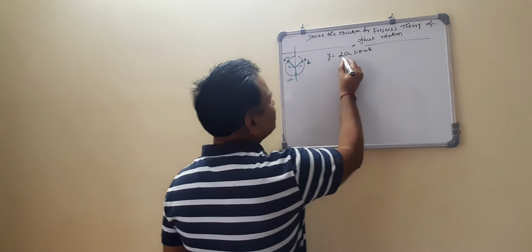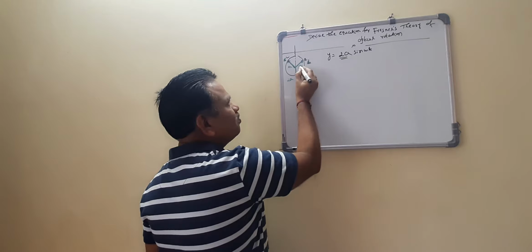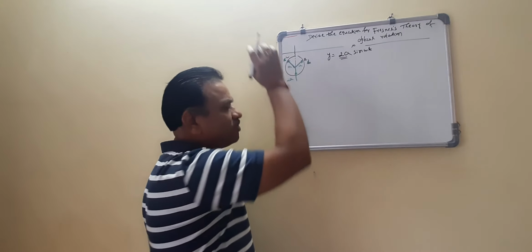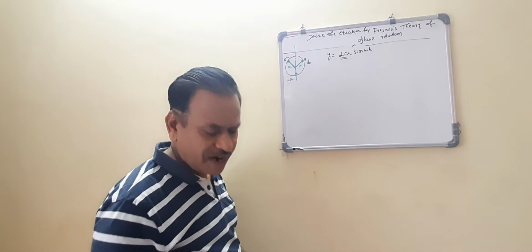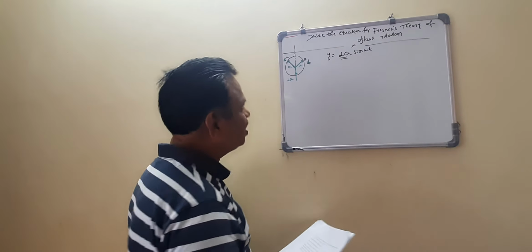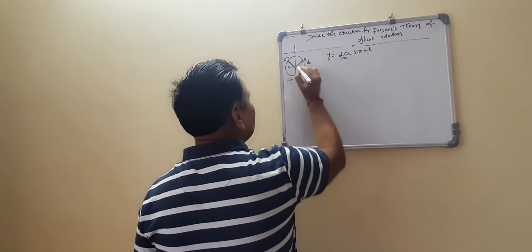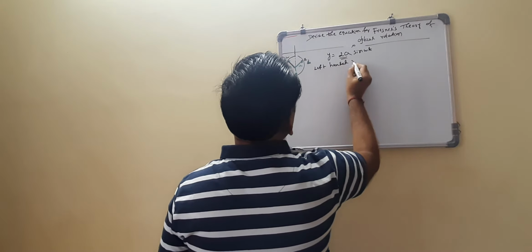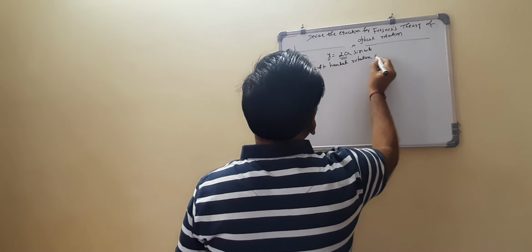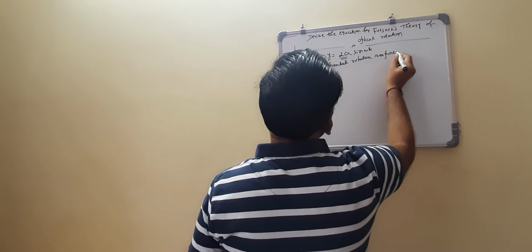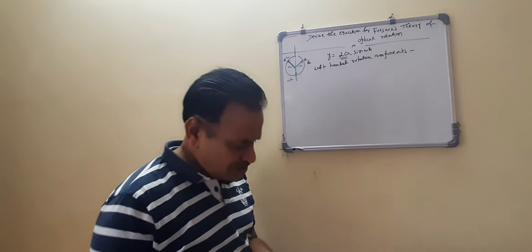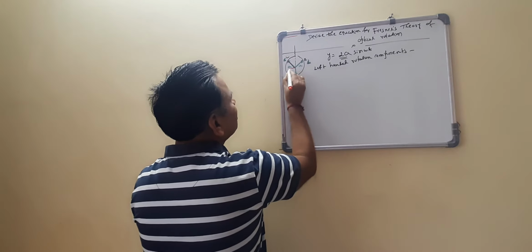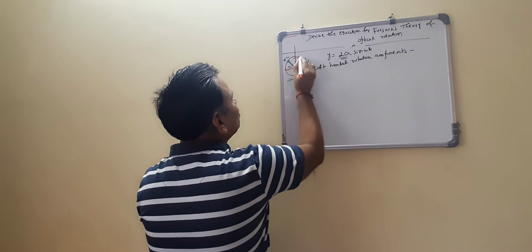What is the amplitude of the incident wave here? 2A. It splits up into two parts: A is the amplitude for the right-handed rotation and A is the amplitude for the left-handed rotation. It divides equally. Now, I will take the left-handed rotation components. I am taking the x and y components. This is the x component and this is the y component.